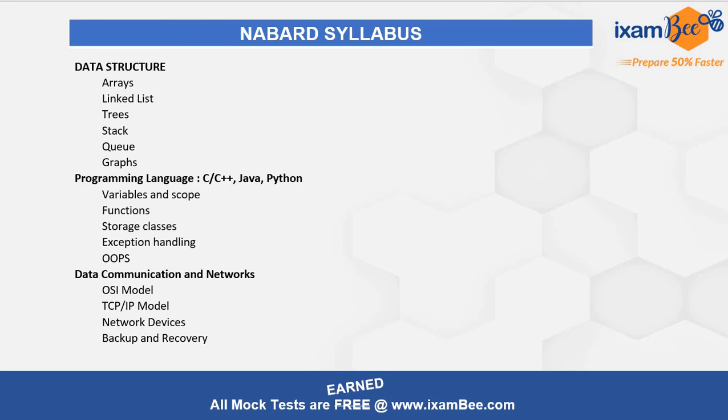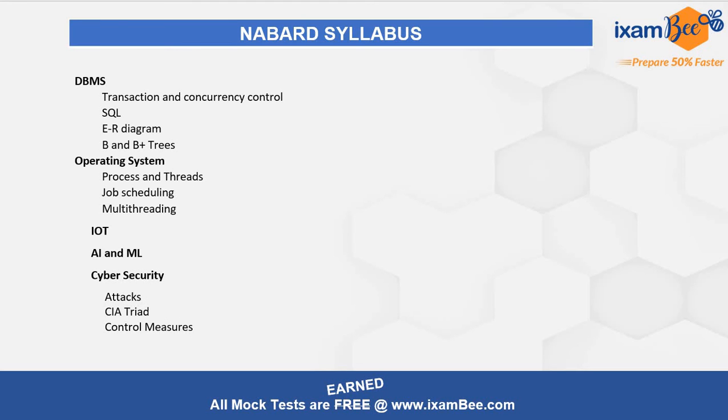The next set is of the DBMS, which incorporates transaction and concurrency control, the SQL, ER diagram, B and B plus trees. So these all things definitely you should know. And before going in detail of transaction, you should also know about the basics of DBMS and everything, like why it is needed, how it evolved. Basic introduction is definitely needed for all the topics.